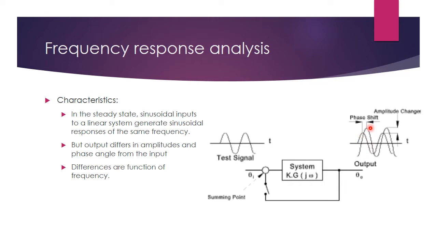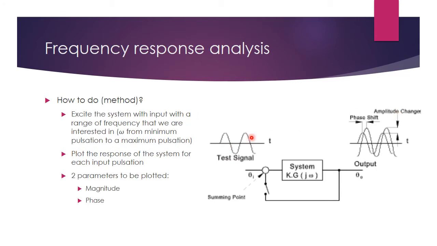The only things that could change are two: the lag and the gain, the phase shift and the gain. Another characteristic is that the frequencies are the same, but the output differs in amplitude and phase angle. The differences are a function of frequency. It means as the frequency of the input changes, the phase shift and the amplitude will also change.